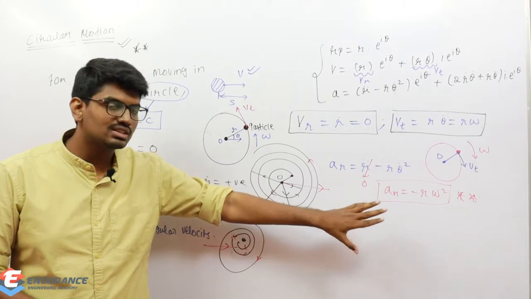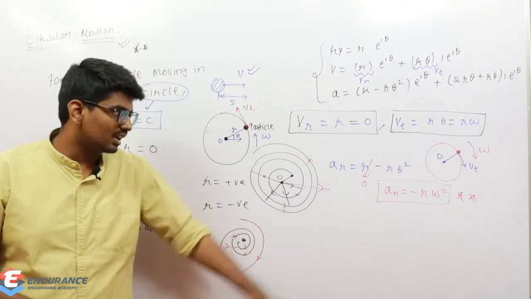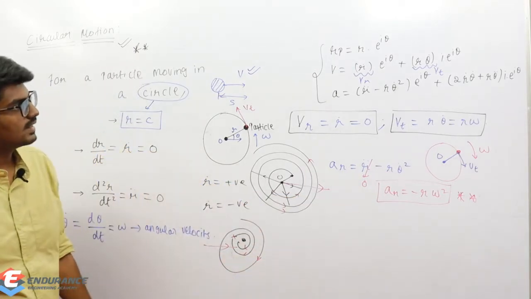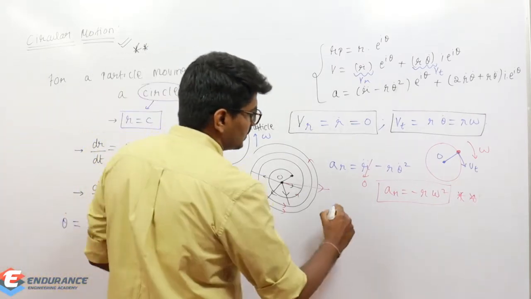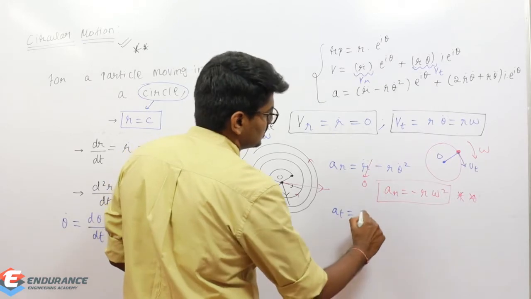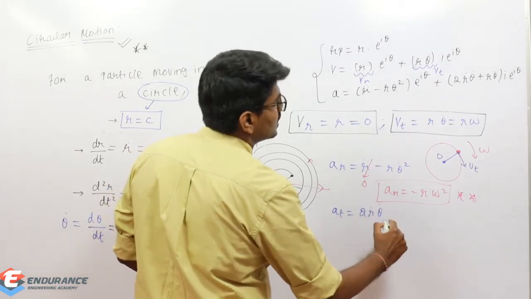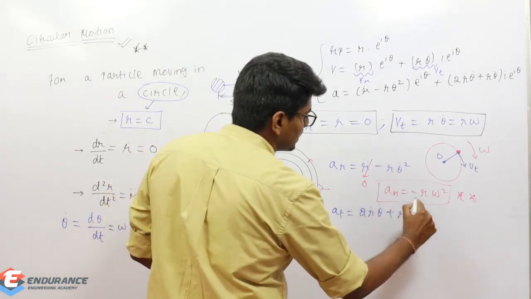How it is, what is that, we will see it later. Okay, right. Now coming to the next term, that is tangential, A_t, which is 2 times r dot theta dot plus r into theta double dot.